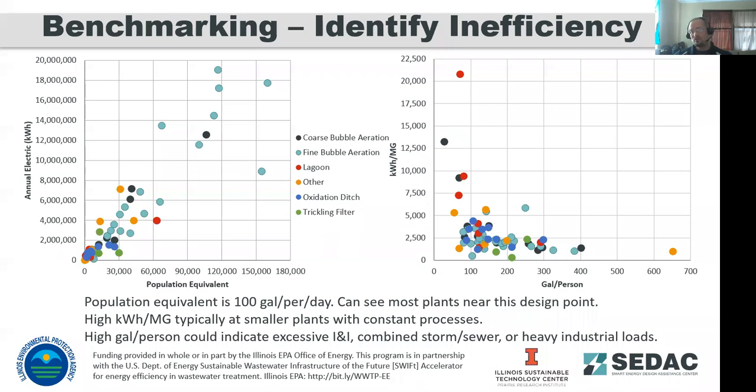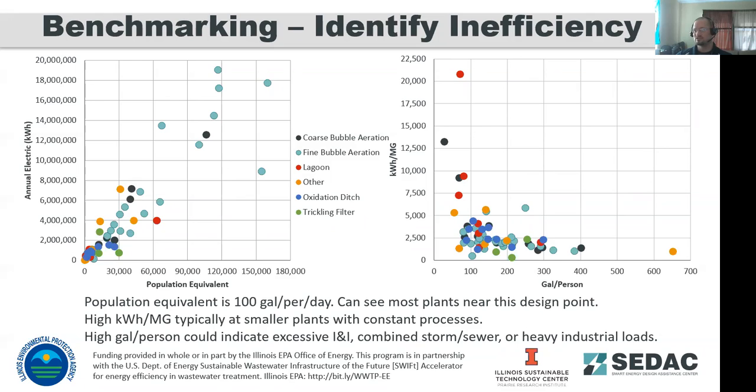The higher up you go on that chart is higher electric intensity. Usually we see that for smaller plants. Economies of scale do apply for plants. So you notice that lagoons are really high on that list, mostly because those tend to be constant aeration processes and constant pumping processes. They don't have a lot of scalability in their operations, and so they tend to be higher consumers of electricity per million gallons.